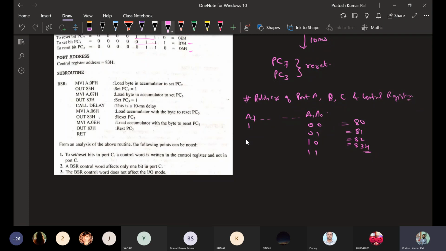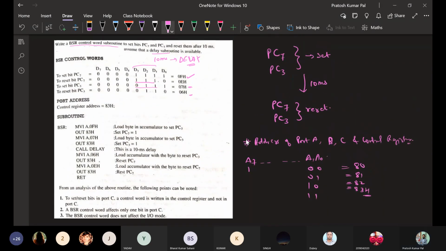Okay, so if 83H is the location of the control register, now to set the mode, we need to set the PC7 bit, then we have to write 0FH into the control register.